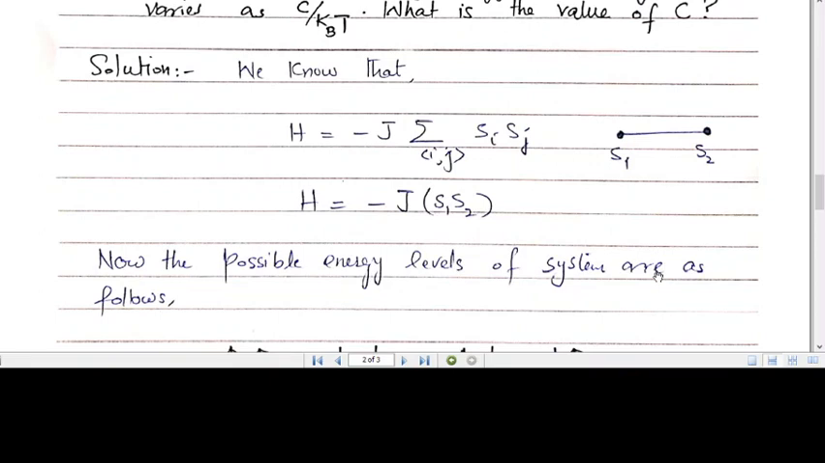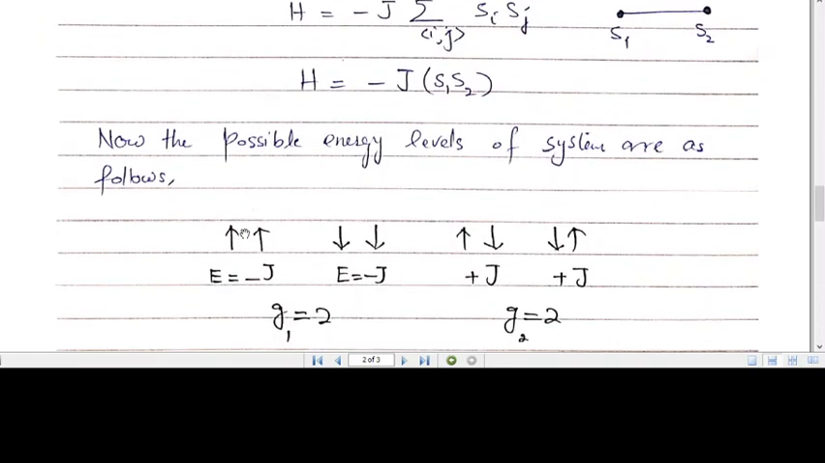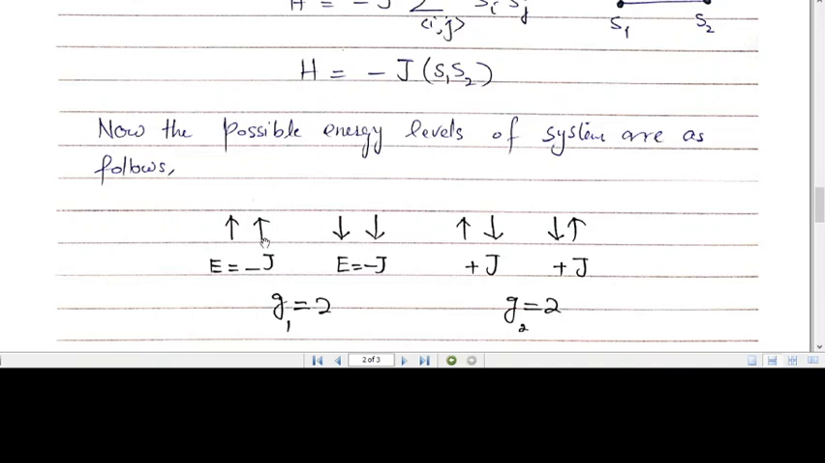Now the possible energy levels of the system are as follows. There can be four different possible combinations: both spins up, or both spins down, but you may have two other cases as well, where this spin points upward and the other downward, or this spin points downward and the other upward. So there are four possible microstates of the system. When both spins point upward, the energy is equal to minus J, and similarly the energy is minus J when both spins are downward. For the other two cases, where one spin is up and the other is down, the energy eigenvalue is equal to plus J, and the degeneracy for these cases is 2.